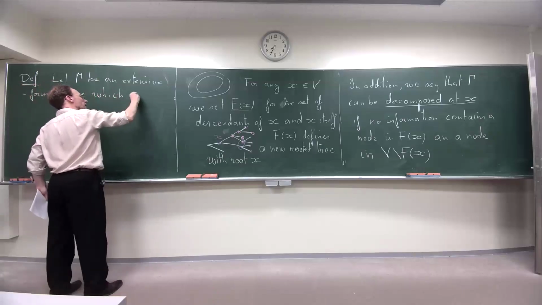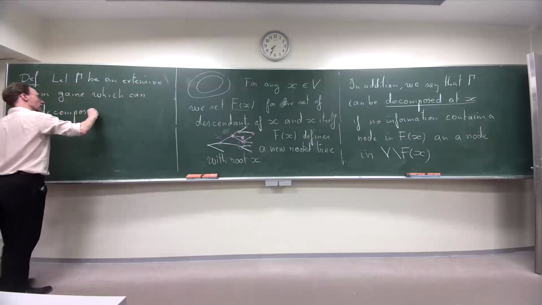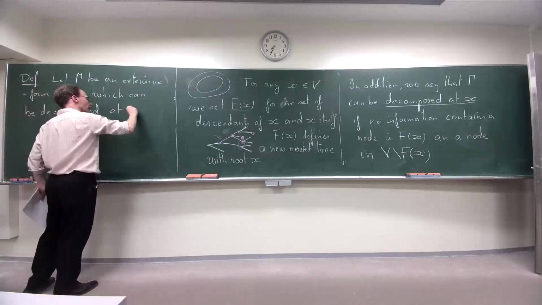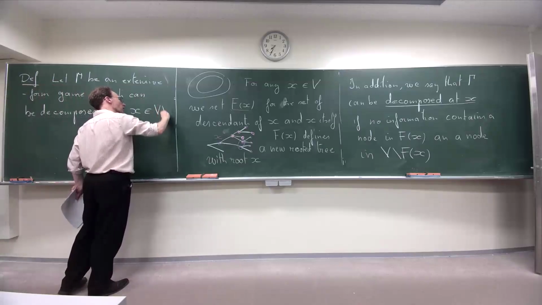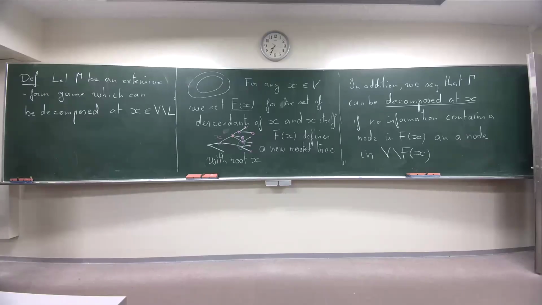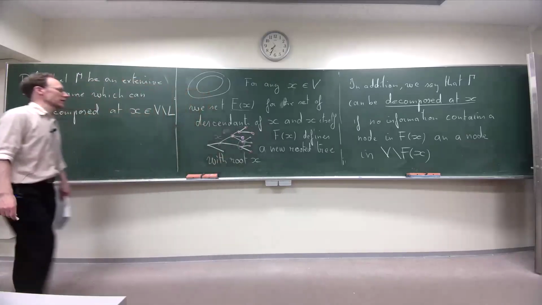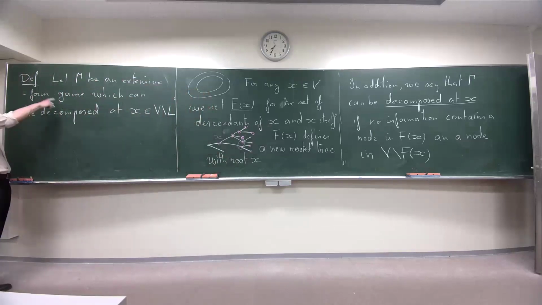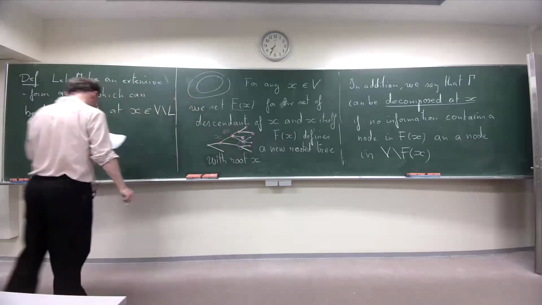Which I assume can be decomposed at a certain point X in V. Of course, I'm not going to decompose at any leaf, because a leaf is the endpoint, there is nothing after, so it's not an interesting situation. So I assume that we are in this situation.